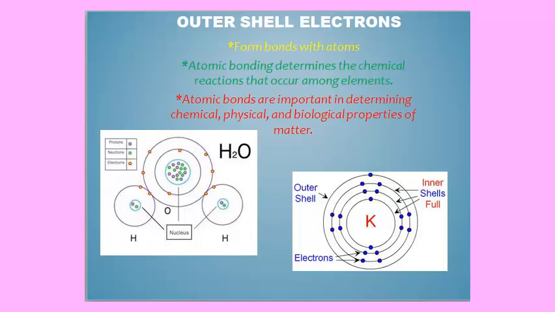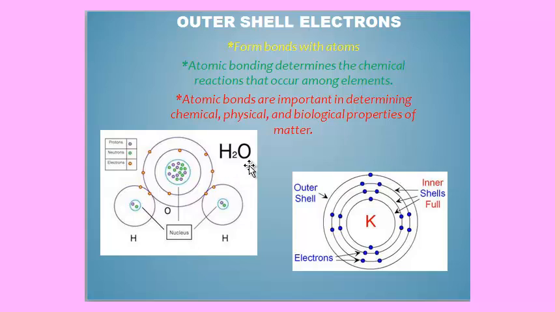To start off, let's discuss outer shell electrons. The outer shell of electrons are the ones that form bonds with other atoms. When you're looking at this outer shell, you can see that there's one electron in this outer shell. So we're looking at potassium here. You can see the inner shells are full, and that outer shell has one electron in it.